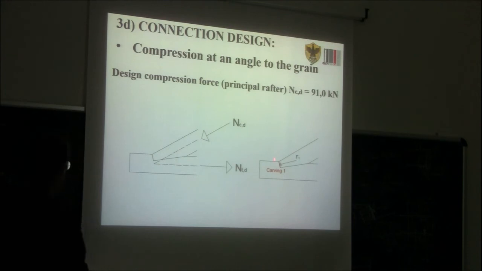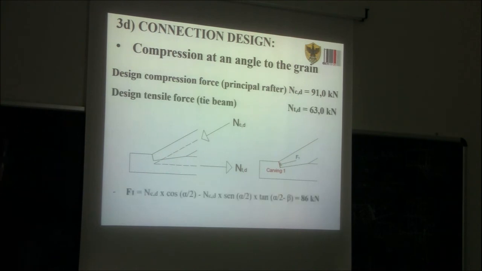Then we start by doing the ultimate limit state control of compression at an angle to the grain on what we call carving line. The design compression force in the principal rafter is 91.0 kN. The design tensile force in the tie beam is 63.0 kN.